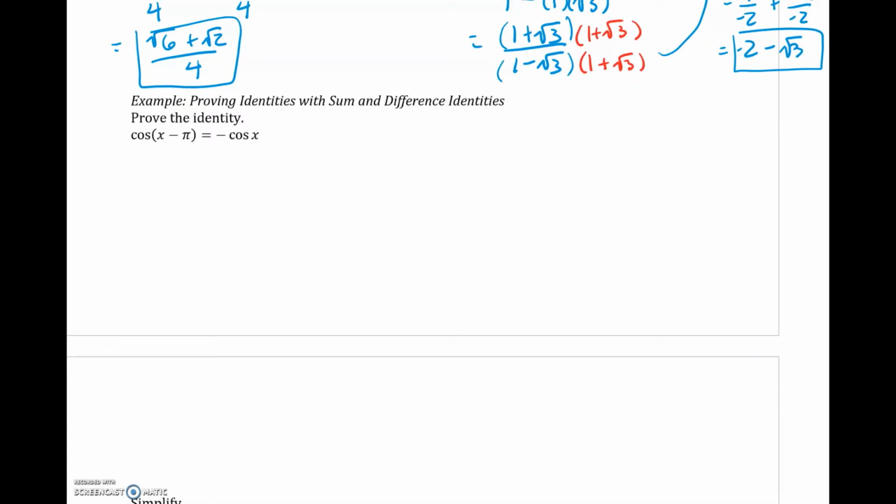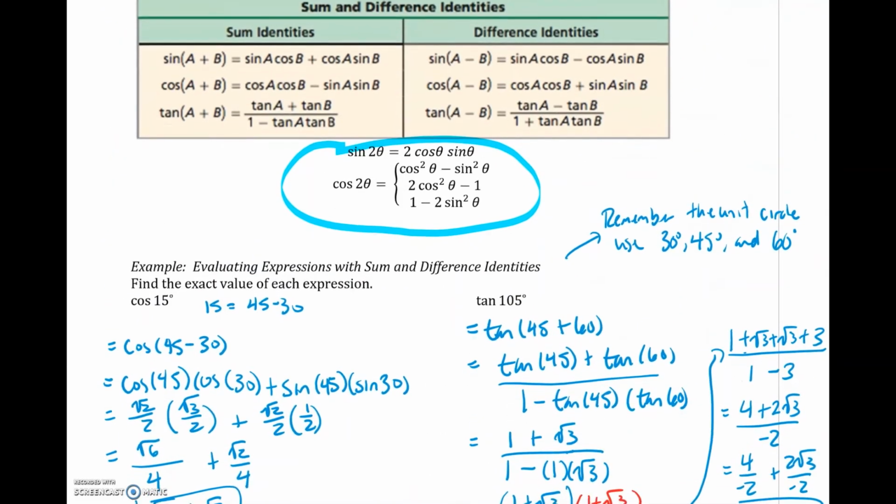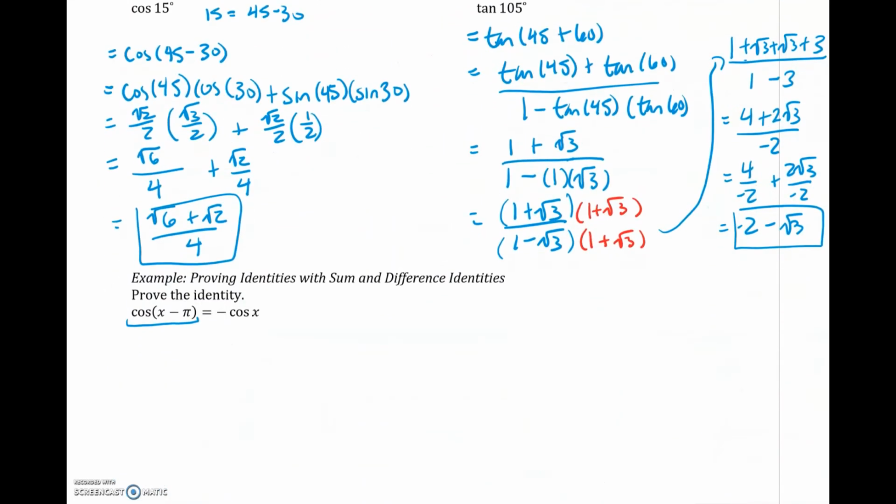So remember, when you're trying to prove these identities, you're really just going to kind of mess with one side. And since we were just talking about the difference identities, I'm going to focus on transforming this left side. All right, so if here x is a, pi is b, we can go back and see, okay, what would I do with cosine of a minus b? Well, that's cosine a times cosine b plus sine a times sine b.